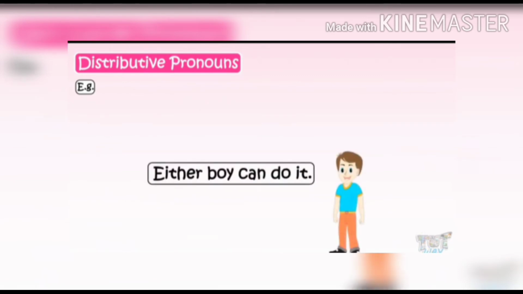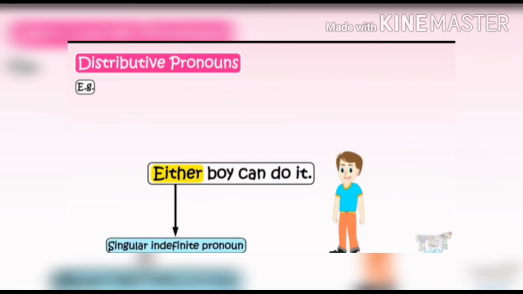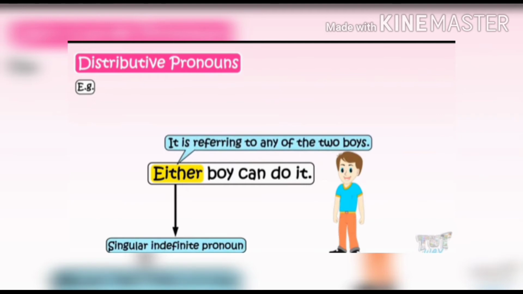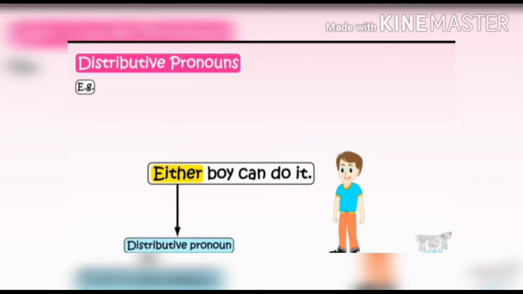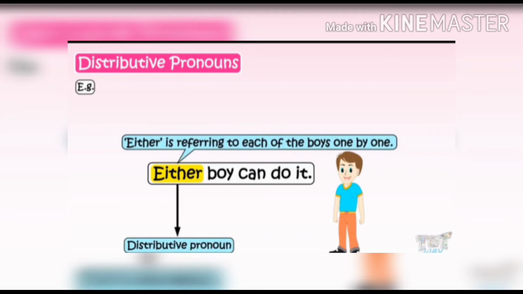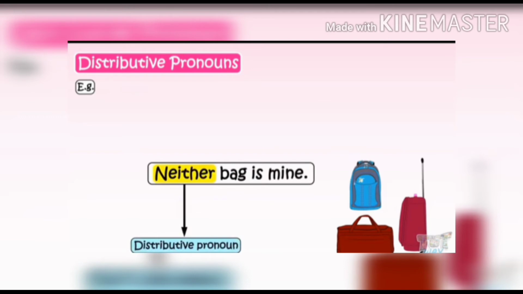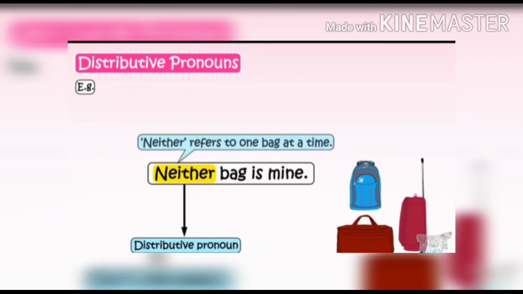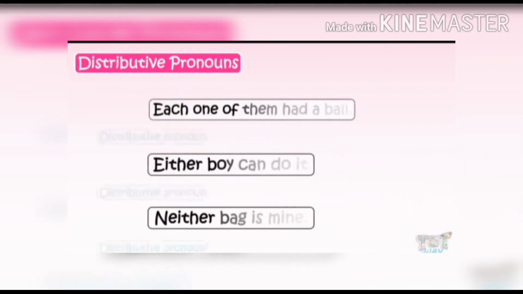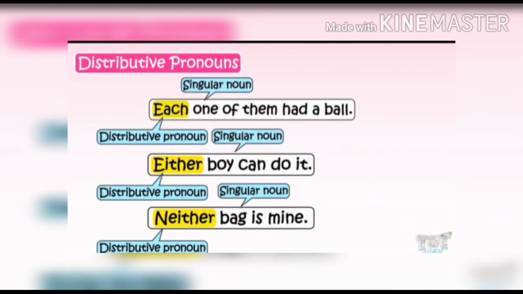Here, the pronoun either is again a singular indefinite pronoun as it is referring to any of the two boys. It is also a distributive pronoun as it is referring to each of the boys one by one. Neither bag is mine. Here, the pronoun neither is a distributive pronoun as it refers to one person at a time. As we have seen, all these distributive pronouns took singular nouns, as they are singular indefinite pronouns.